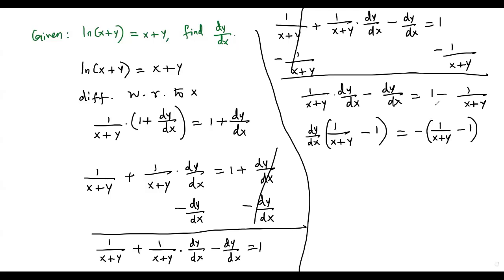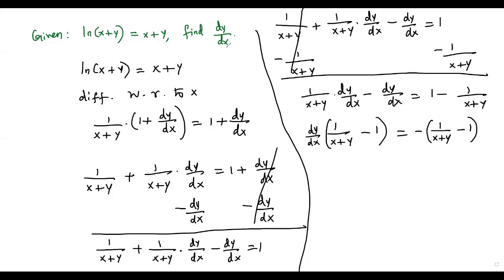So why should I factor the negative sign from this expression? Because I want exactly the expression we have on the left side, so that when I divide by 1 over x plus y minus 1 on both sides, I can simplify easily. Only if I factor the negative sign from the expression on the right side am I getting the same expression on both sides. Now 1 over x plus y minus 1 and dy over dx are multiplied.